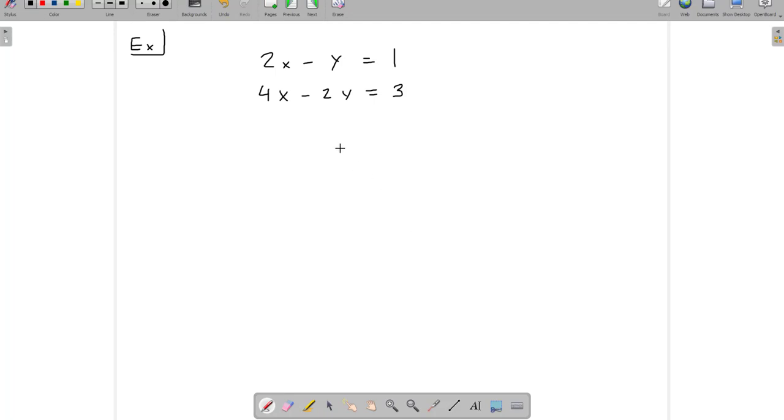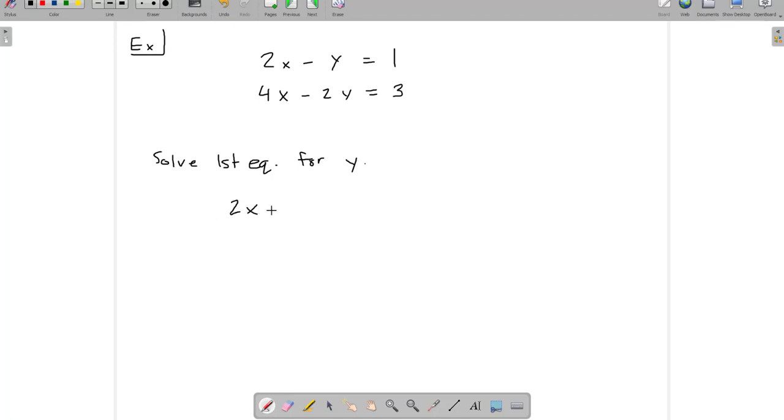Alright, now I want to do an example of a system that will have no solution, just so you guys see what that looks like when you end up at the end of the problem. First, we want to solve the first equation for y, because that looks like the easiest variable to solve for.